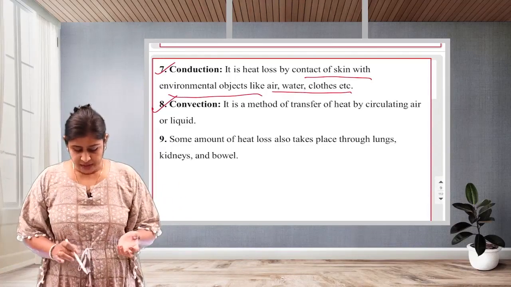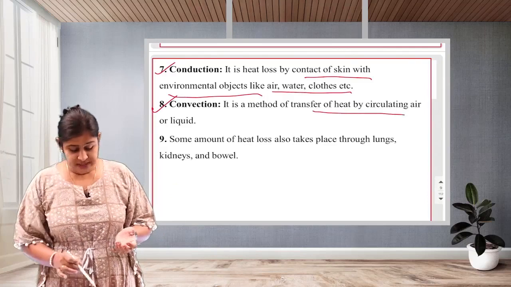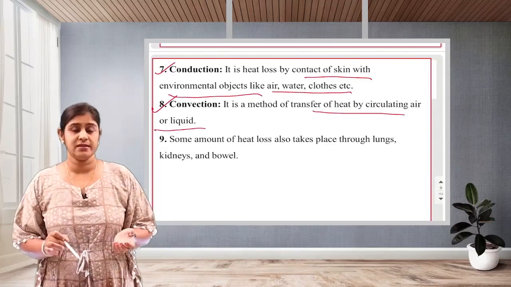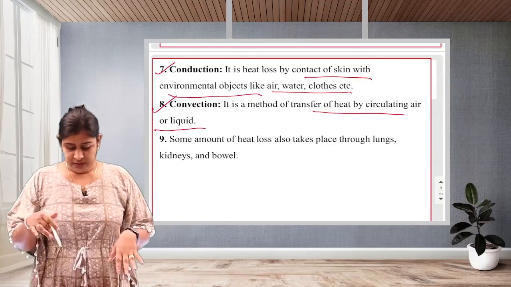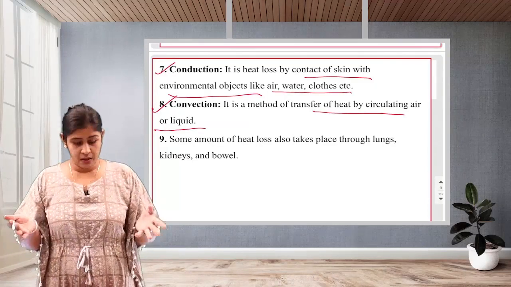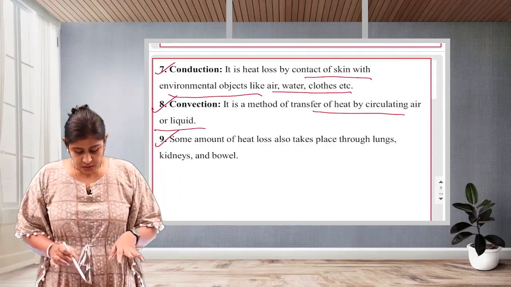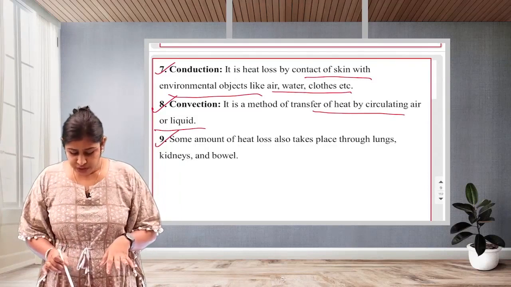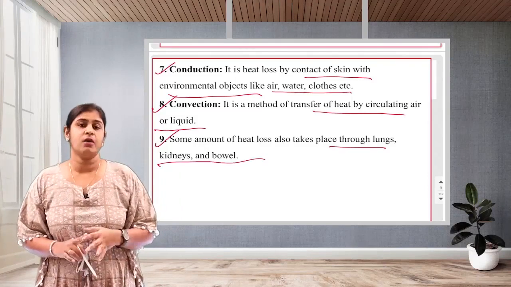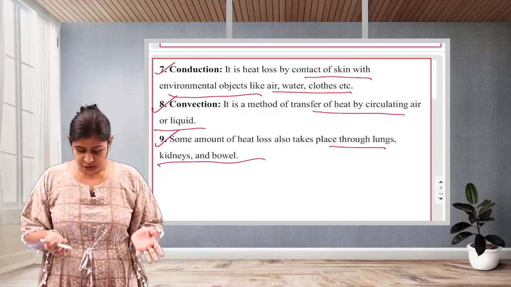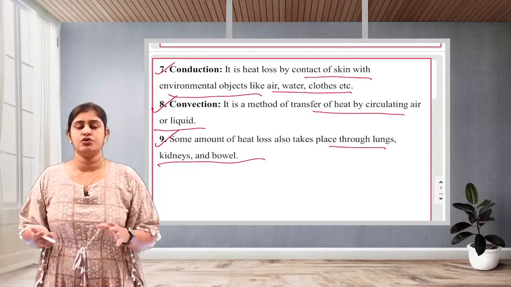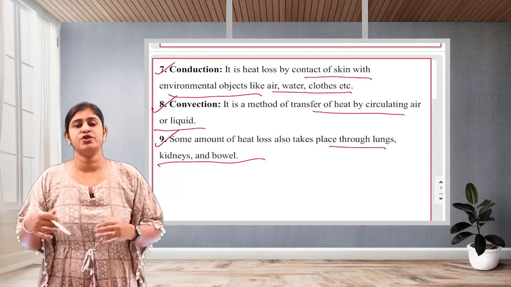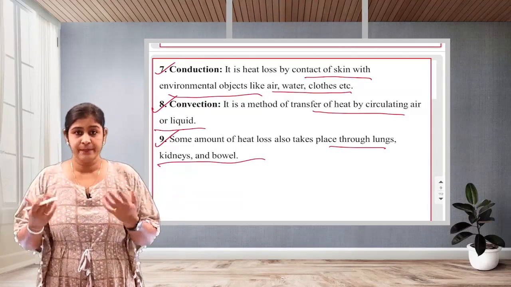Next is the convection method. It is a method of transfer of heat by circulating air or liquid. Ninth, some amount of heat loss also takes place through the lungs, kidneys and bowels. So these are the various ways by which heat loss happens in our body.